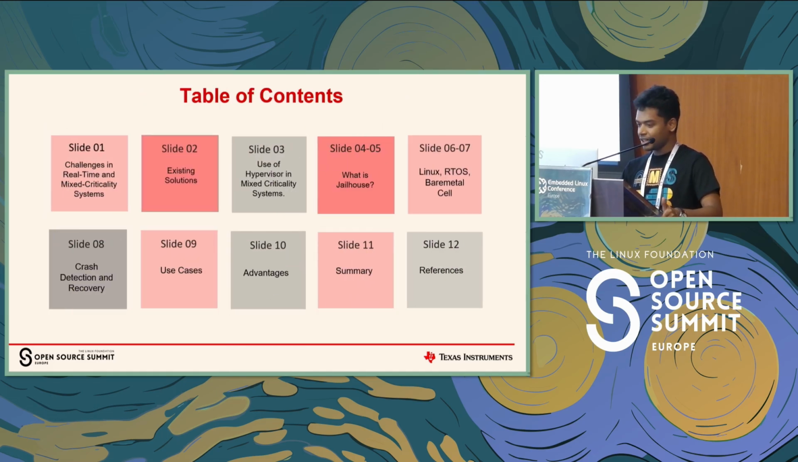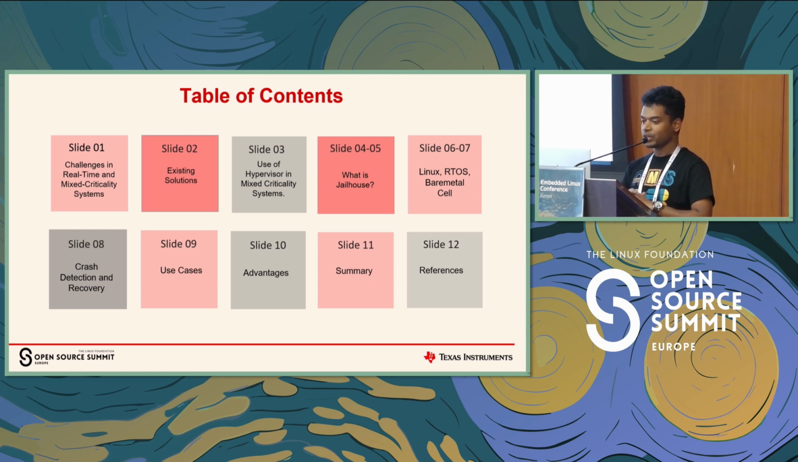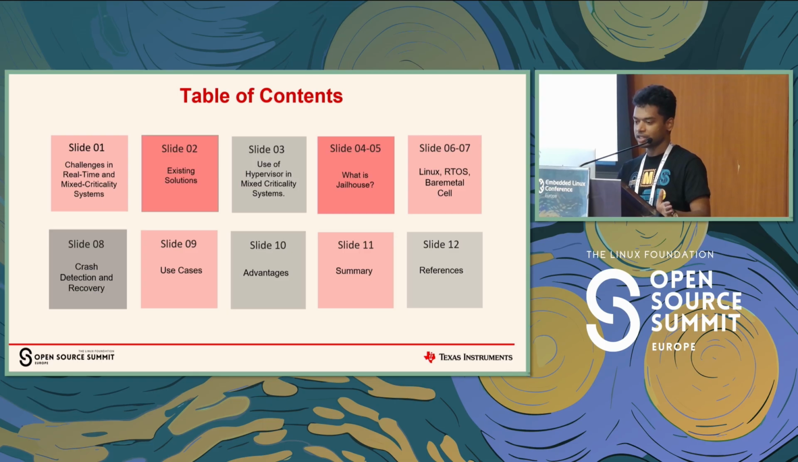So, a little overview of the contents we'll be discussing today. First is the challenges in critical systems. Second, what are the existing solutions we have. Then a little bit about the Jailhouse hypervisor. And then how crash detection and recovery can be done using existing hypervisors. And what are the use cases and advantages.